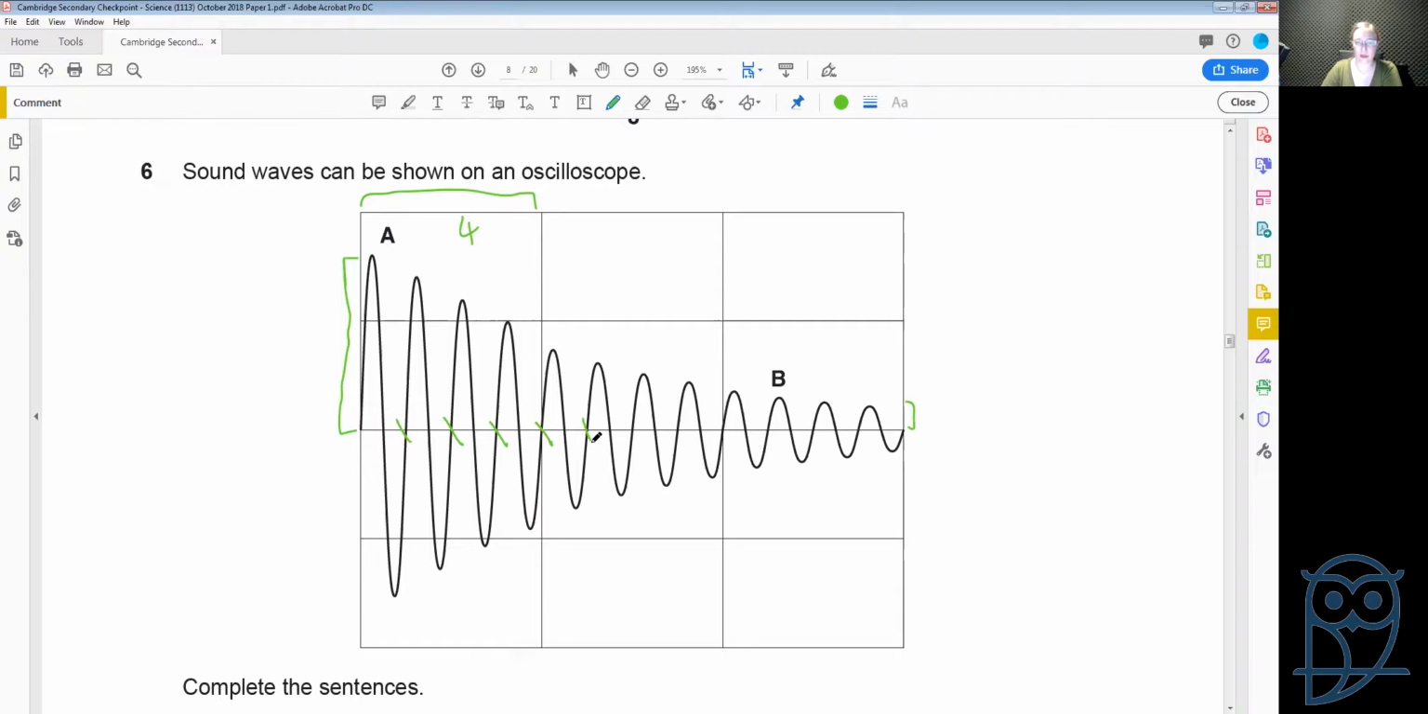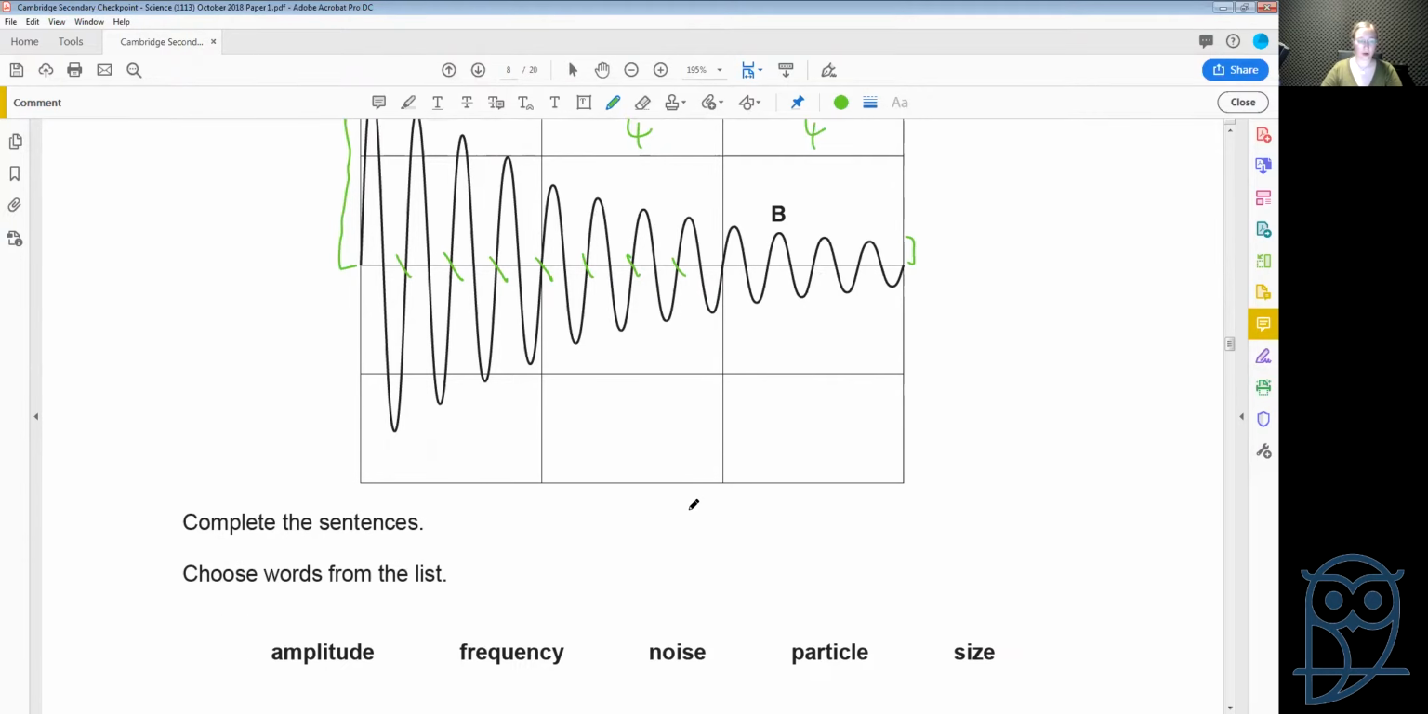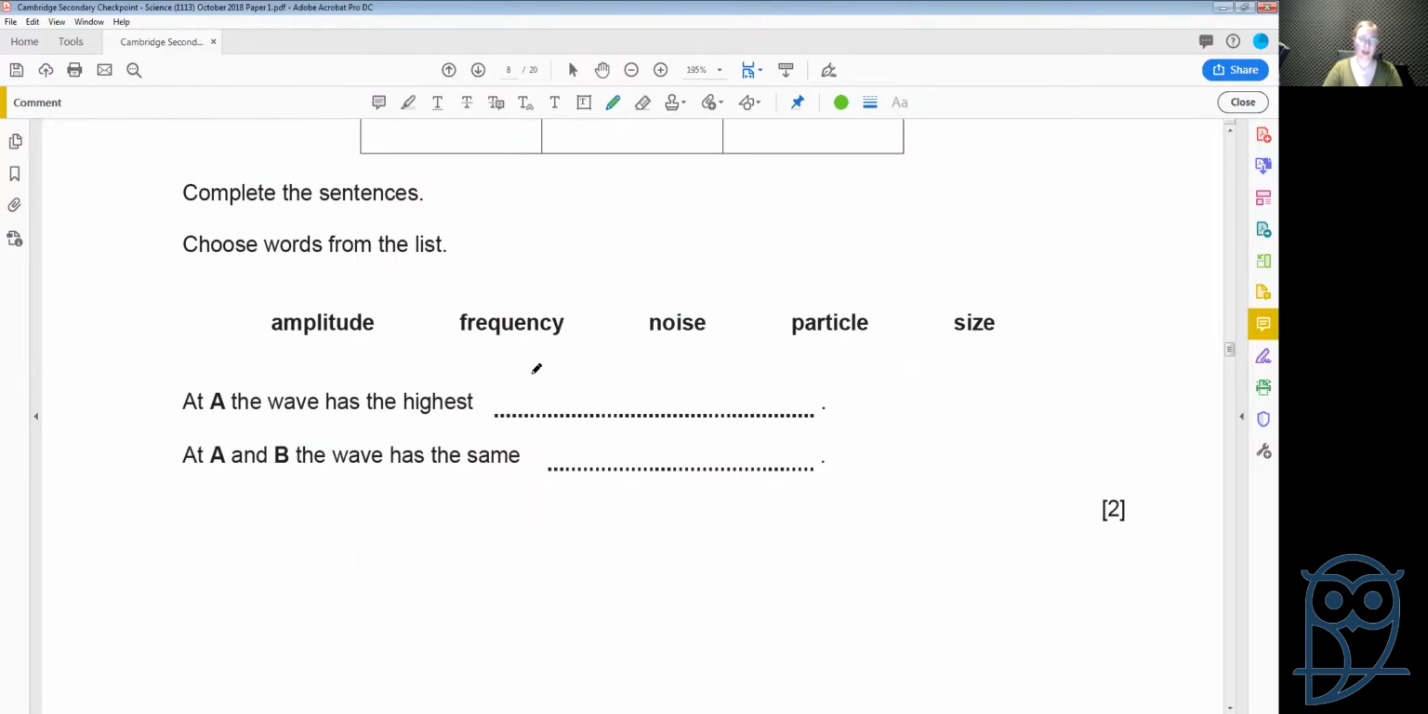And if we continue counting, in this section, there are also 4 waves. And in this section, there are also 4 waves. So our frequency stays the same throughout A towards B. So now we can complete these sentences. At A, the wave has the highest amplitude. And at A and B, the wave has the same frequency. Okay.